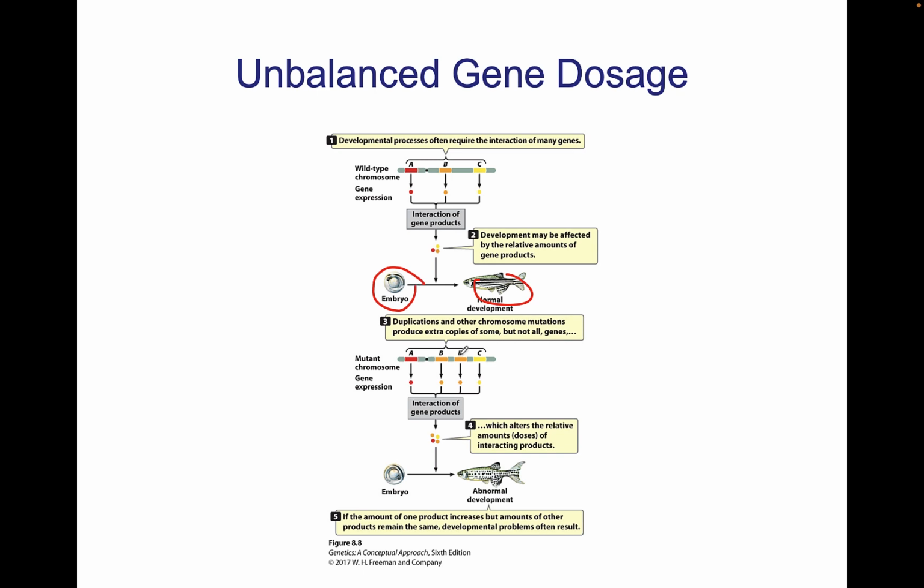when you have duplication and other types of chromosome mutations, you can produce extra copies of some of the genes. And as a result, when you have extra copies of the genes, in this case here is an example of the B gene, then it's going to alter the amount of product that is produced. And as a result, the more product can result in abnormal development. So you see here, there's one stripe or pattern on the fish, but when you have extra product produced due to gene duplication, then you can have an abnormal phenotype or morphology.